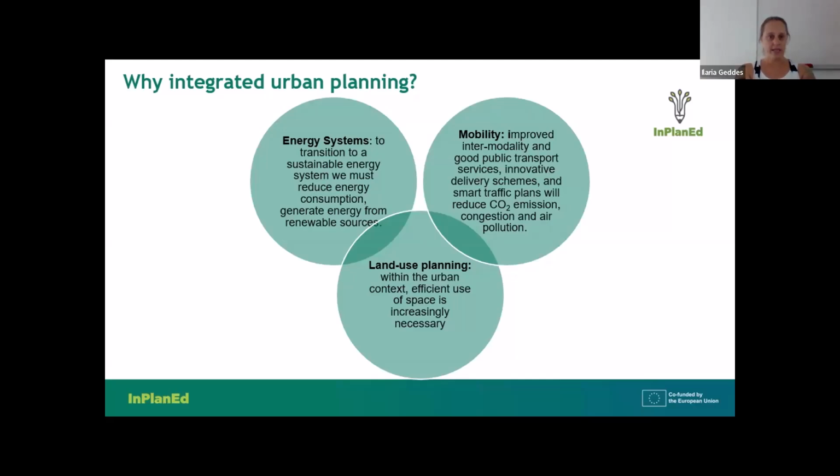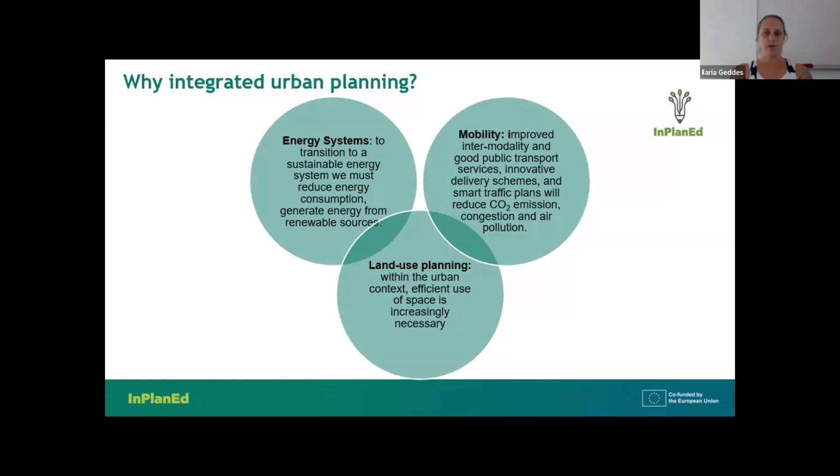Mobility is about improving intermodality and good public transport services, which relates both to personal transport, not private in the sense of a car, and also the transport of goods and services. And effective mobility solutions need to be aligned with land use planning. And finally, land use planning. In order to do efficient land use planning, you need to make an efficient use of space. So this is increasingly necessary.